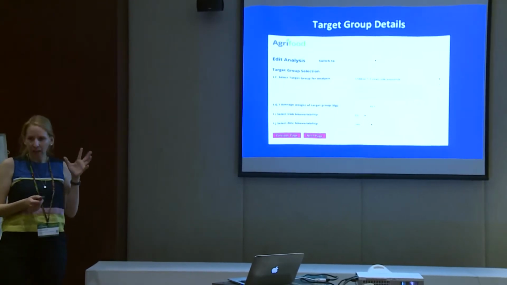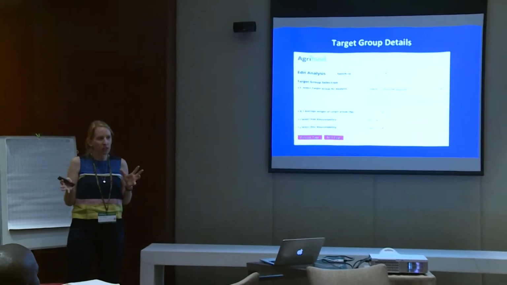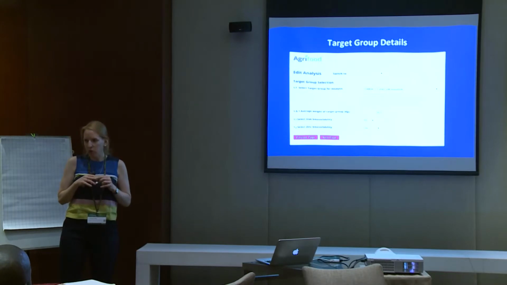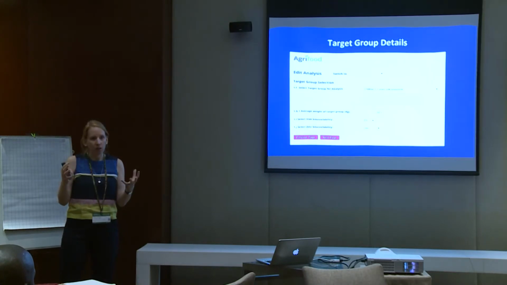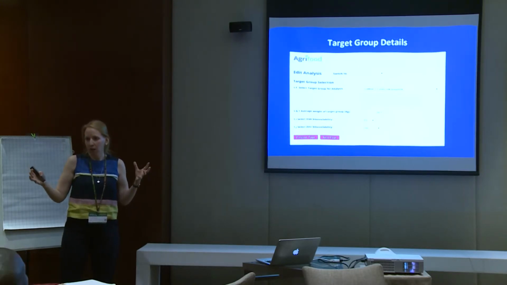So we have the ability to model any particular target group that people are interested in. We've chosen in a lot of our analyses 1-year-old breastfeeding children just because of the nutrient density needed for that particular age group. Our assumption is that if your combination can meet the nutrient requirements of that group, then it's going to be okay for the whole household.